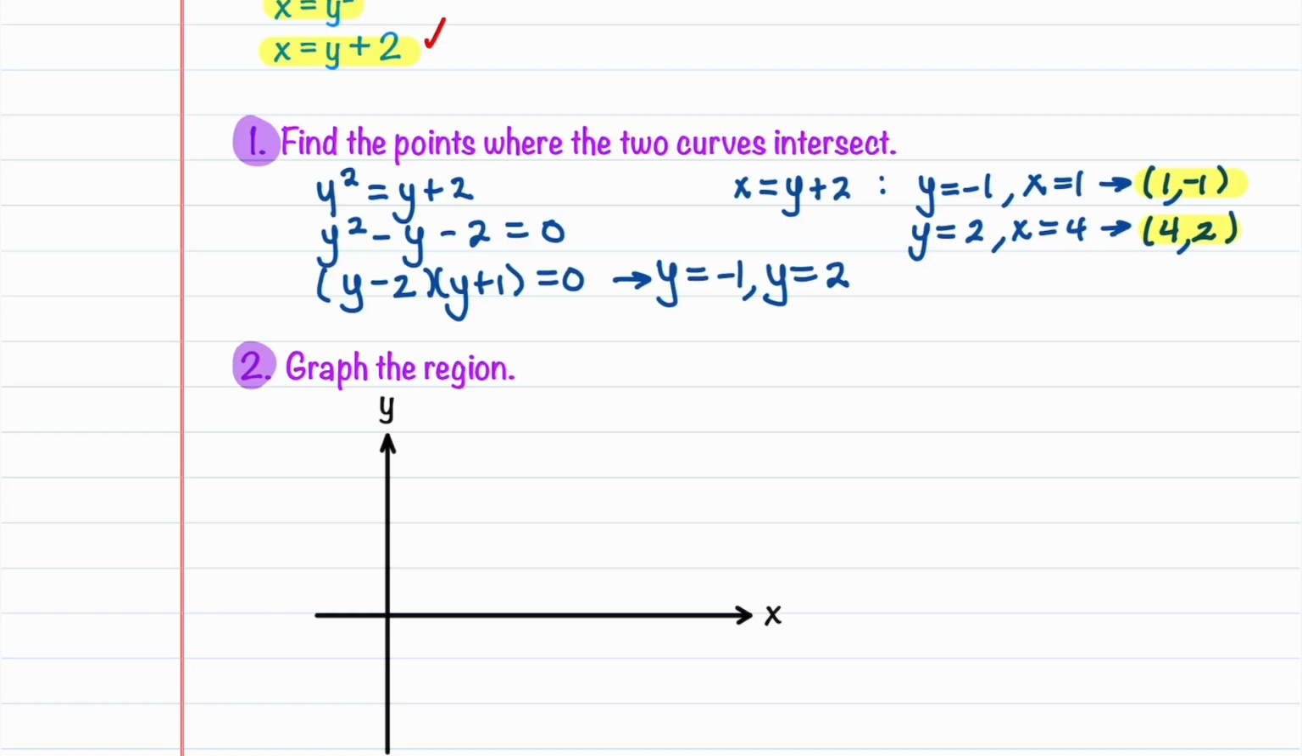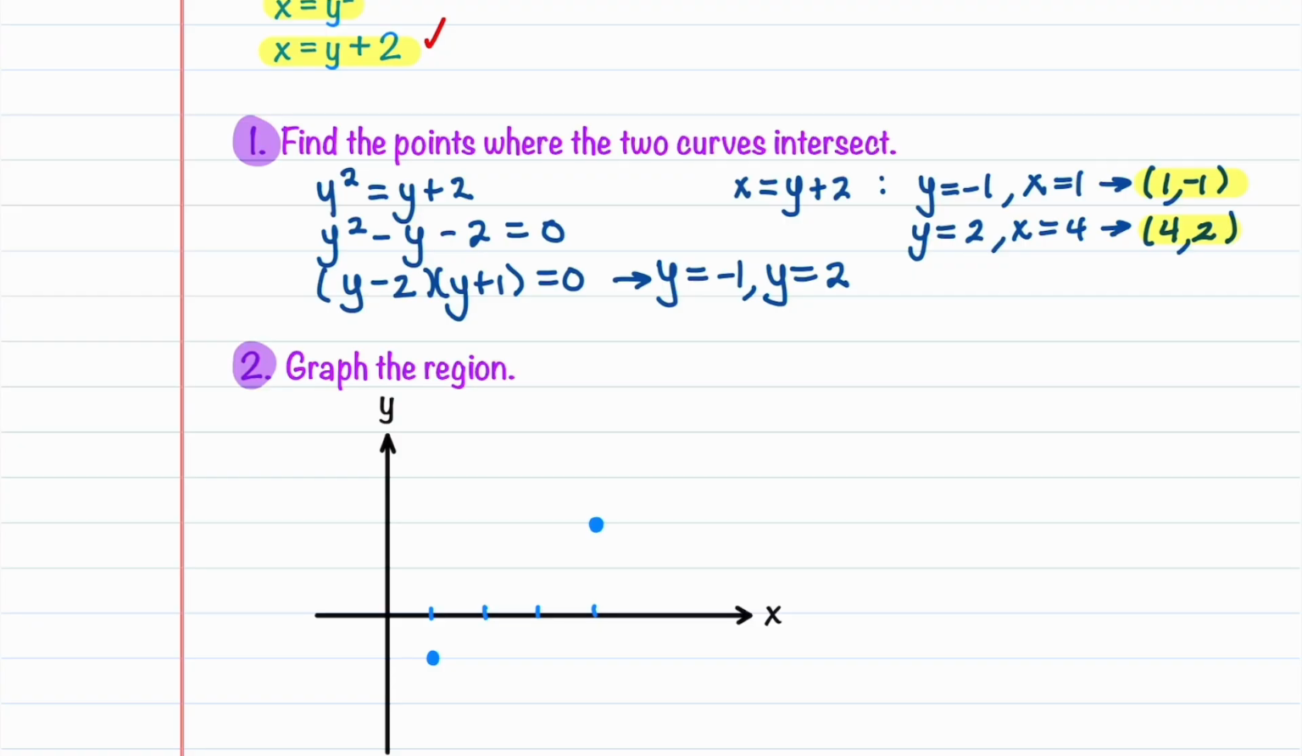In step 2, we are going to graph the region. We are going to start by plotting these intersection points that we just found. The first point is (1, -1), and let's put that point right here. And then our next point is (4, 2). Let's march out 4, 1, 2, 3, 4, and up 2. We're going to hold off on labeling these points until we go ahead and graph our curves. That's what we're going to do now.